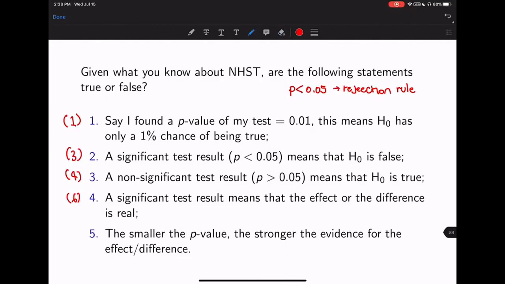The last one, number 5. If you can raise hand, please do. If you can't, just type true or false. Okay, 1, 2, 3, 4, 5. And we have 1, 3, 4, 6, and 5. Okay. Hands down, please.